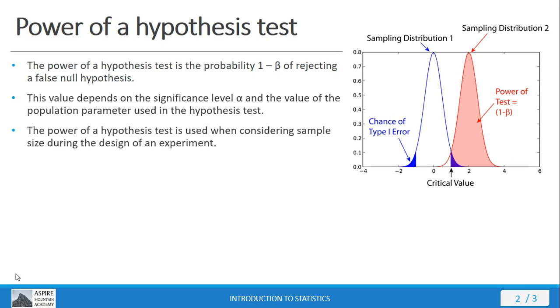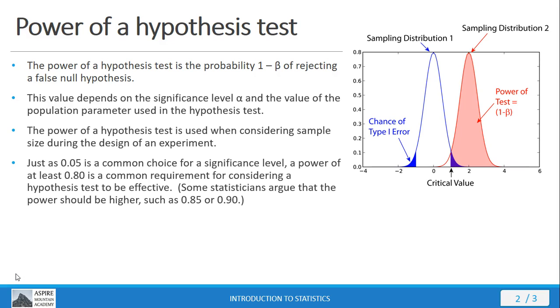This course is just an introduction to statistics, and so you're not really going to get much into experimental design. That's a higher level statistics course, and so there's not really much you can do with power of hypothesis test here, except understand the definition. Power of hypothesis test, the probability 1 minus beta of rejecting a false null hypothesis.